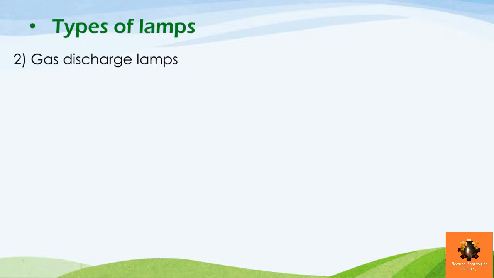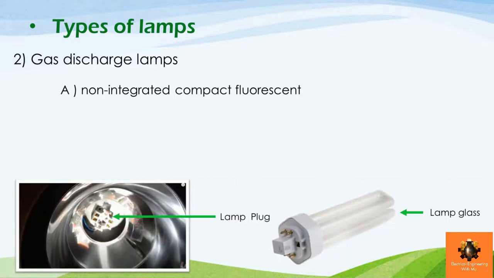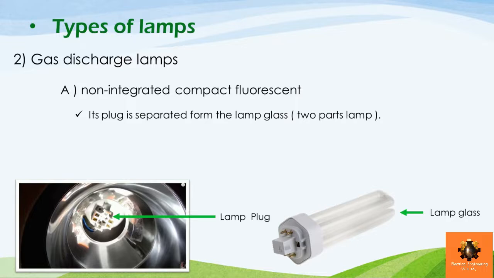Now the second type of the compact fluorescent lamp is the non-integrated compact fluorescent, and in that type the lamp consists of two parts that we can attach to each other or separate from each other. The first part is the lamp glass and the second part is the lamp plug. So they are two parts, and this type is the less popular one.